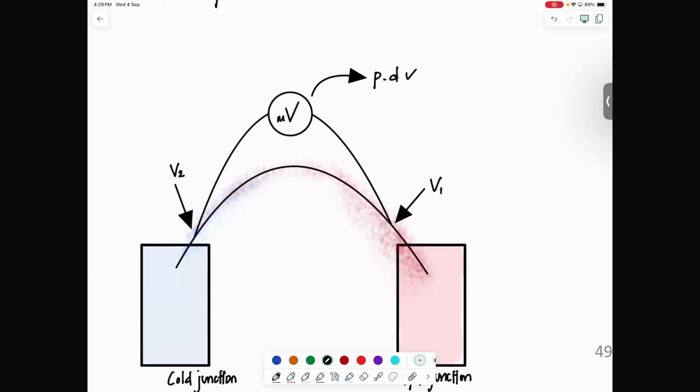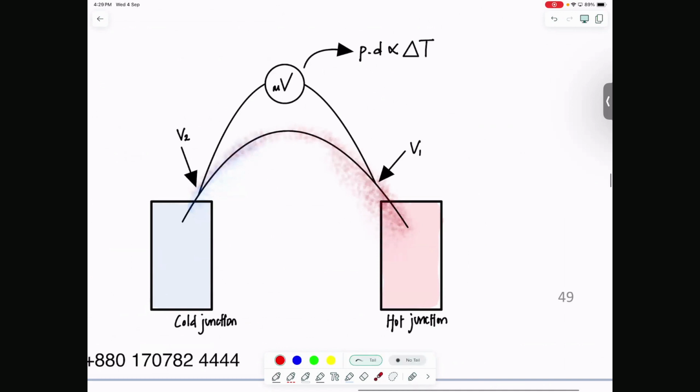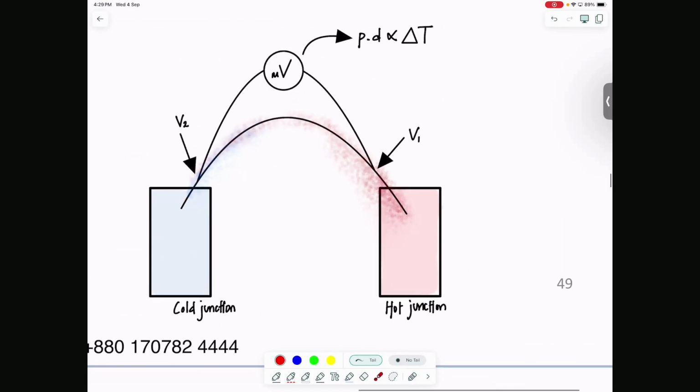And it turns out the voltmeter's potential difference is directly proportional to the change in temperature. This is important. The difference in temperature, not the temperature. So when you have a voltmeter here, the more the difference in temperature, the more the voltage will be. Okay, difference in temperature.